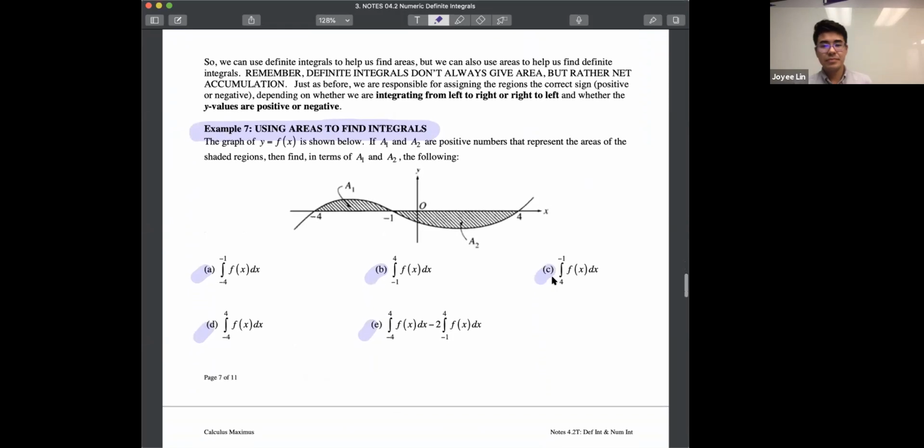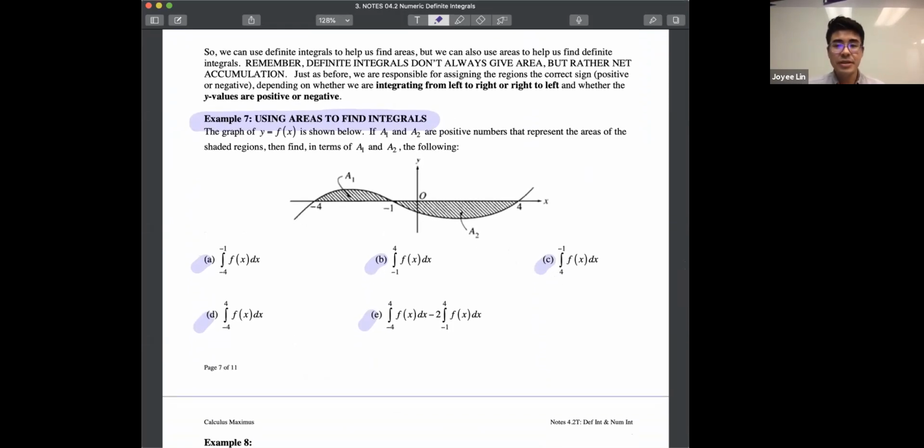Okay. So to give you another little quiz, let me set up the poll right now. I have 5 questions to answer. They give you that A1 and A2 are positive numbers that represent the area of the shaded regions, and find each of them in terms of A1 and A2. The first one's asking for the area from -4 to -1, then -1 to 4, 4 to -1, -4 to 4, and then we have this gnarly one for part E.